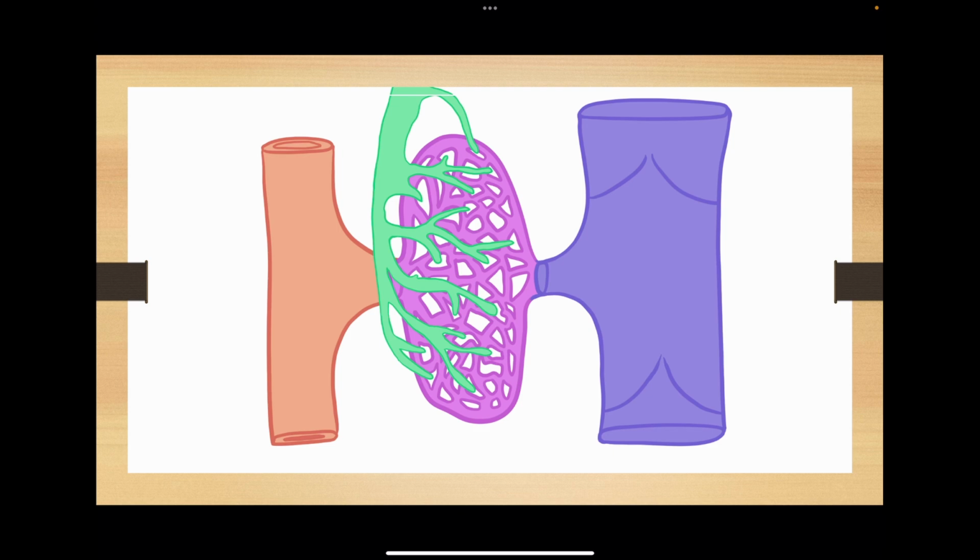The standard diagram of the artery, capillary, vein diagram in that red, purple, and blue, with the lymphatic system in green, coming off of the spaces between the capillaries.